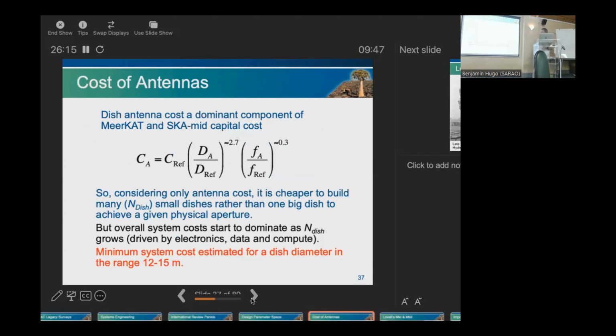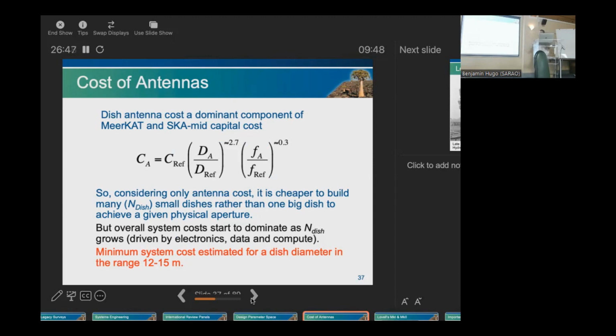There are all sorts of equations that you work with, like the cost of antennas. There's a model that the cost of an antenna goes as roughly diameter to the 2.7 and frequency to the 0.3. So the higher the frequency you want to go to, the more it's going to cost. The bigger the diameter, the more it's going to cost, obviously. But interestingly, it's to the 2.7. Now, area goes as diameter squared. So what it says to you is, if you want to build a big collecting area, you don't want to build one big dish. You actually want to build a lot of small dishes.